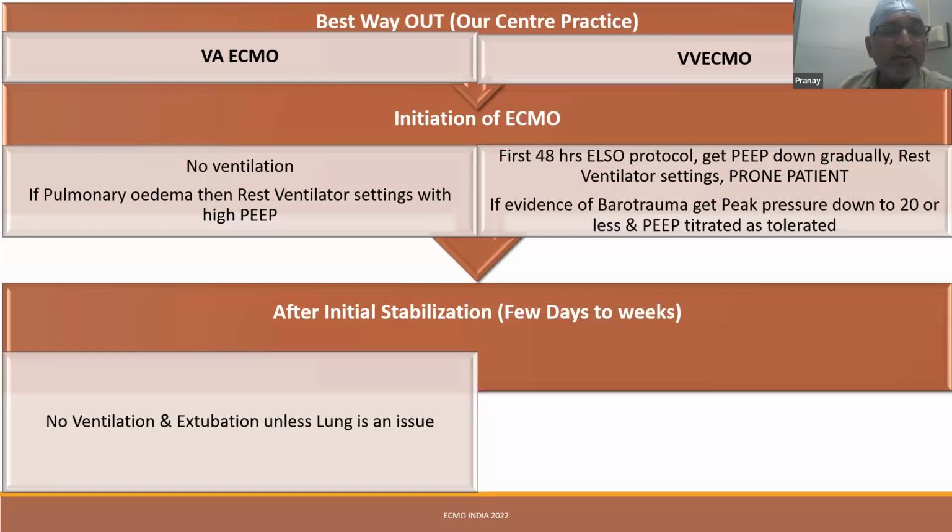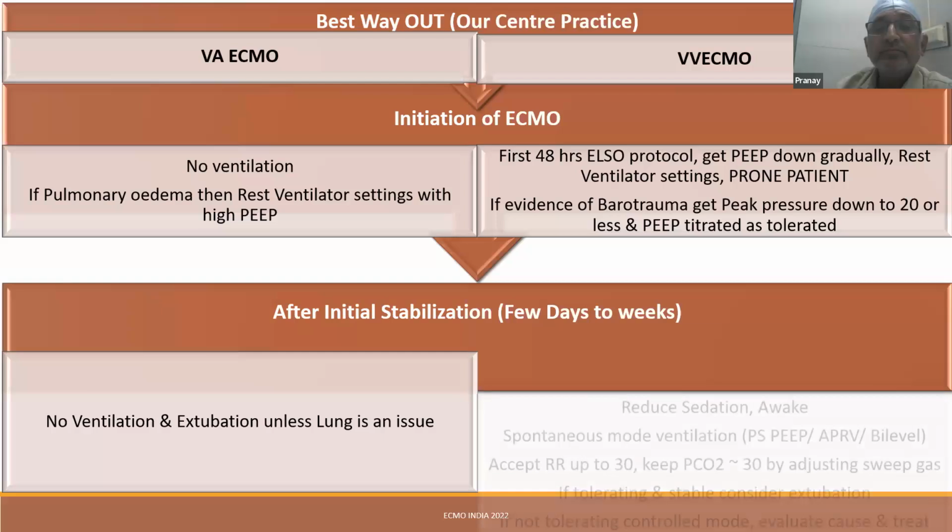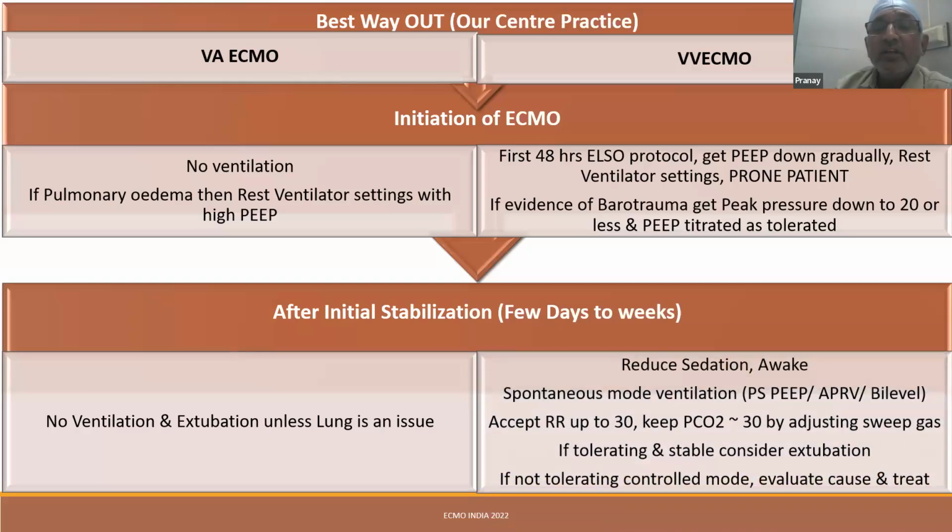After initial stabilization, there is no ventilation, and usually we keep the patient extubated in VA ECMO, if the lung is not an issue. In VV ECMO, we reduce the sedation and try to keep the patient awake. If the patient remains awake, is tolerating well and is cooperative, we put them on a spontaneous mode of ventilation. We see how they tolerate it. If the respiratory rate remains around 30 or less than 30, then we are happy.